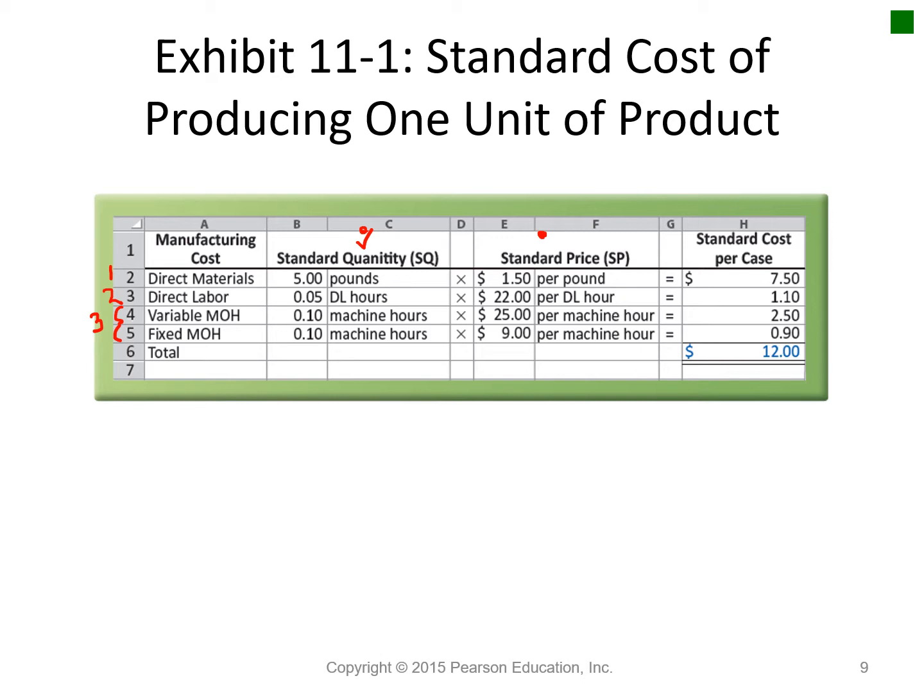You simply multiply each of these, and then what you get over here in this column is the standard cost for all your direct materials per case. You would add them up, and in this case, your total standard cost, including all of your 3 product costs, would be $12.